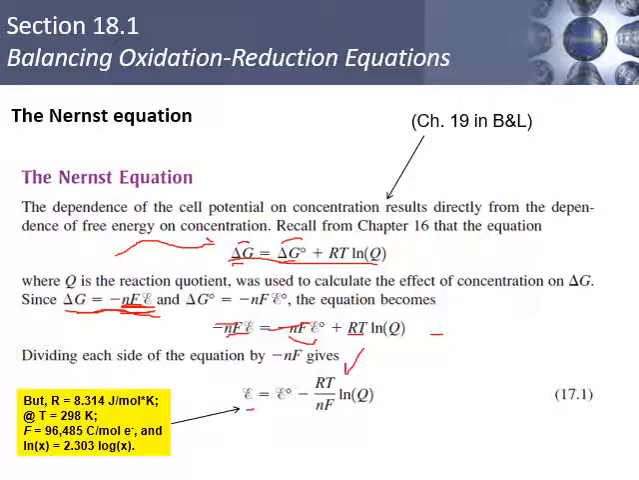E equals E naught, or E standard, minus RT divided by nF (it's now minus here), times the logarithm of Q. All right, so this is the Nernst equation in its most basic form. It's more useful if we change T to room temperature and put in the value for F, 96,485, and then put in the value for R, which is 8.314 joules per mole K. And then it also helps a little bit more if we change logarithm to log.